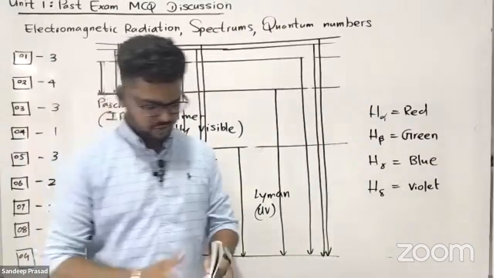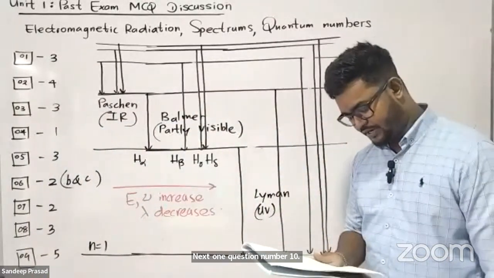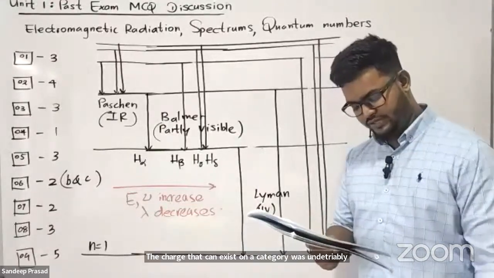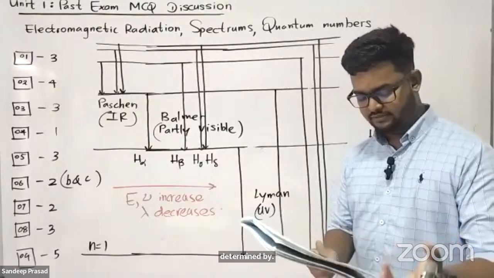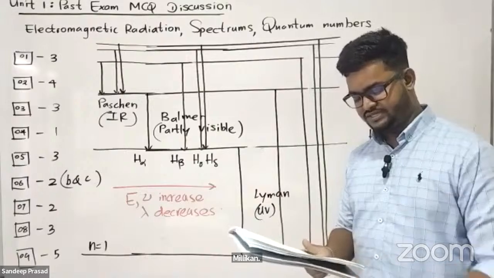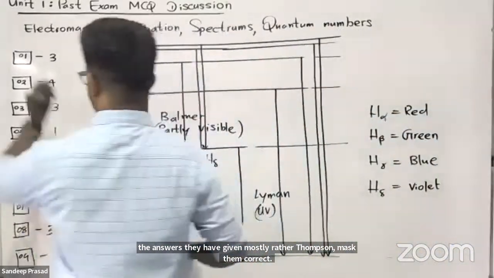Right? Next one, question number 10. The charge that can exist on a cathode ray particle was quantitatively determined by, we know that charge is determined by Millikan, but the answers they have given are mostly Rutherford, Thomson, Marsden. Correct? No, none of the above. Question number 10, answer is number 5.